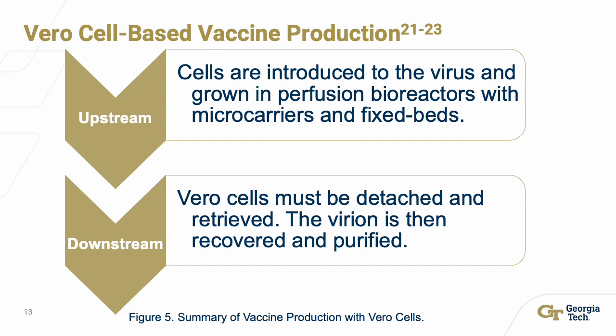Then, during the downstream phase, the Vero cell lines must be detached and retrieved because Vero cells grow adherently. The detachment is necessary but not ideal because there are limited options for process control. The detachment can be done with a substance called trypsin, and the process is called trypsinization. The virus is then retrieved with chromatography, anion exchange, or gel filtration.